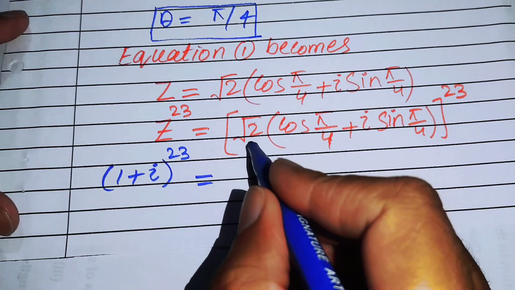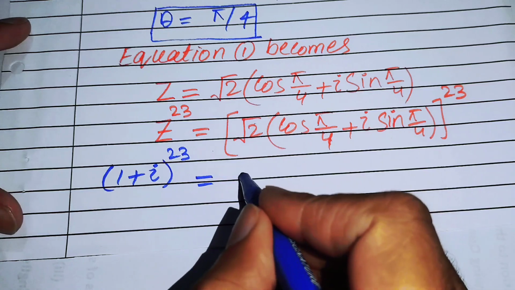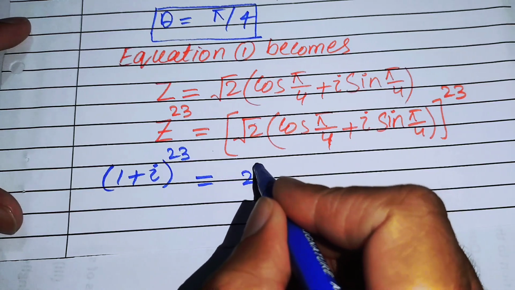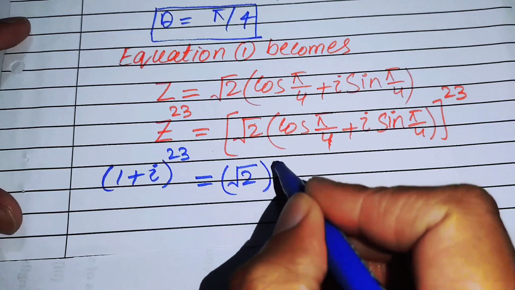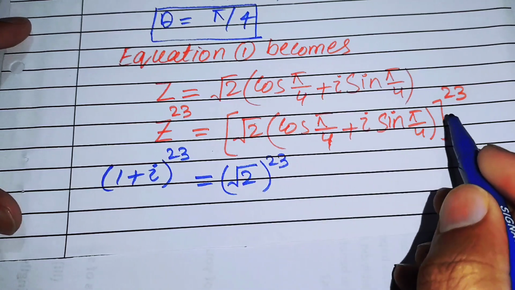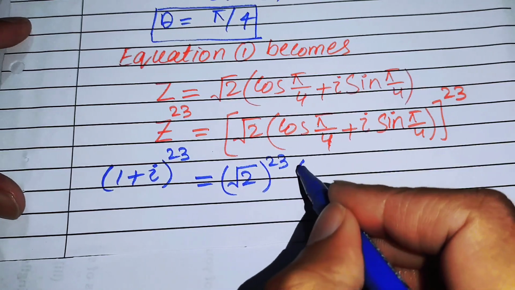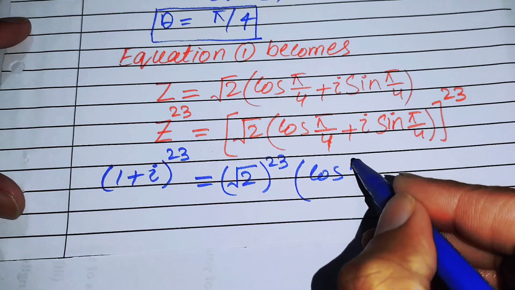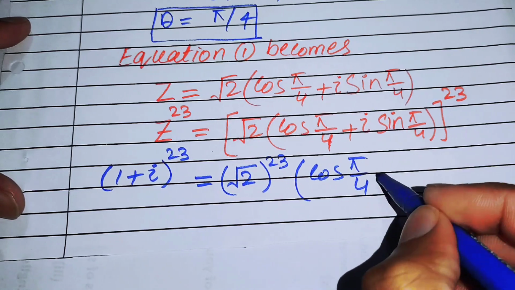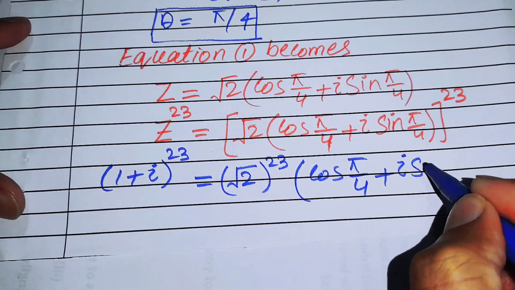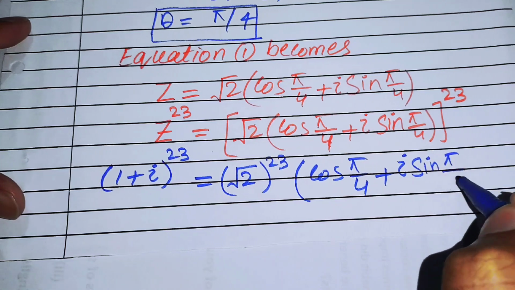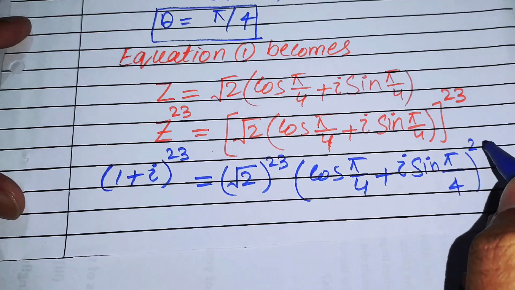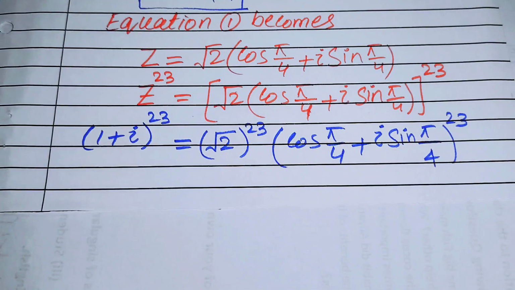So here we can separate the power 23. First I can write 23 power on here, and then we can take 23 power on this one: cos pi over 4 plus iota sine pi by 4, and its whole power 23.